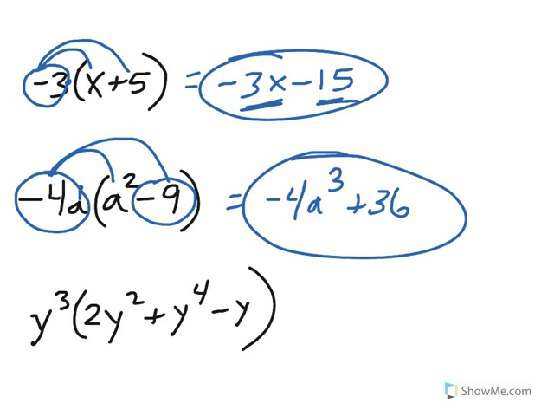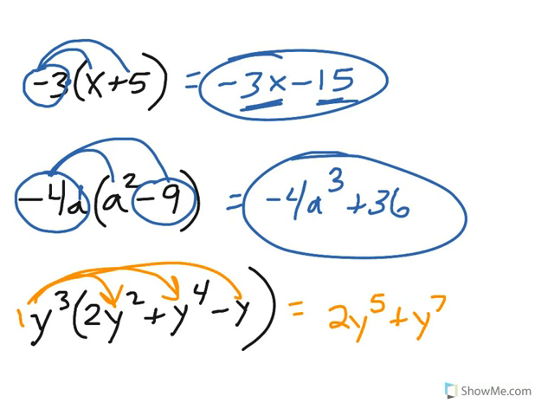Now my last one here, I have y cubed, and I'm going to multiply that by 2y squared. Okay? So y cubed times 2y squared. Well, that gives me 2, because it's 2 times 1. And then y cubed times y squared is y to the 5th. Okay? That gives me 5 y's multiplied together. Now as I work my way down, keeping that pattern in mind, I'm going to end up with y to the 7th. And then I end up with negative y to the 4th.